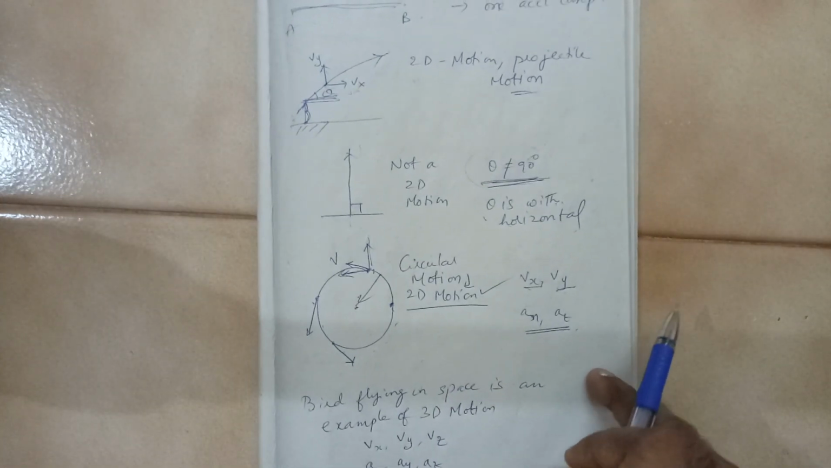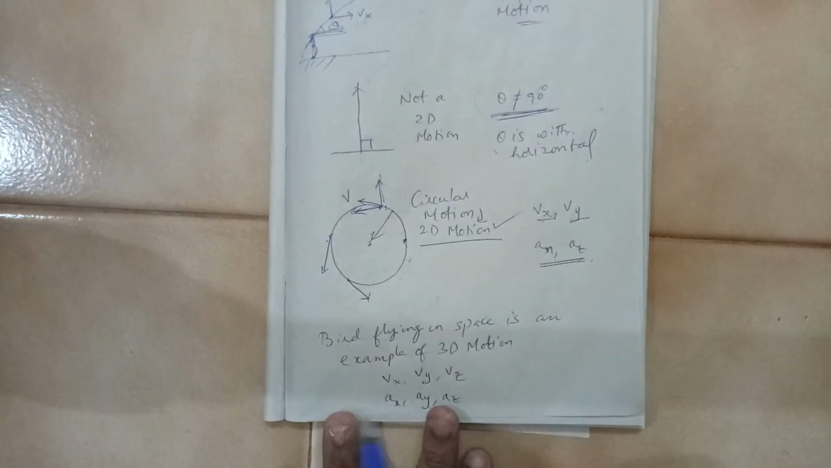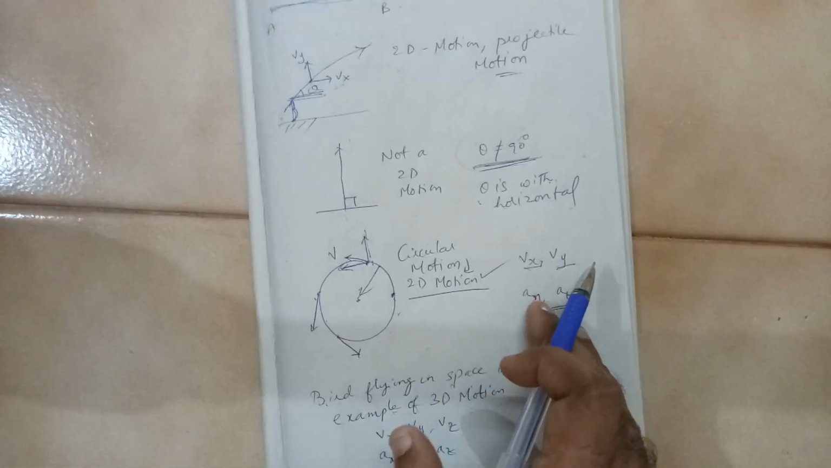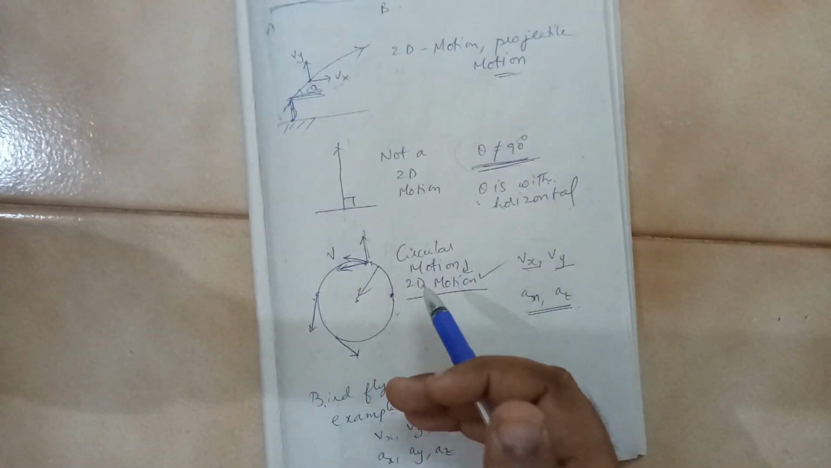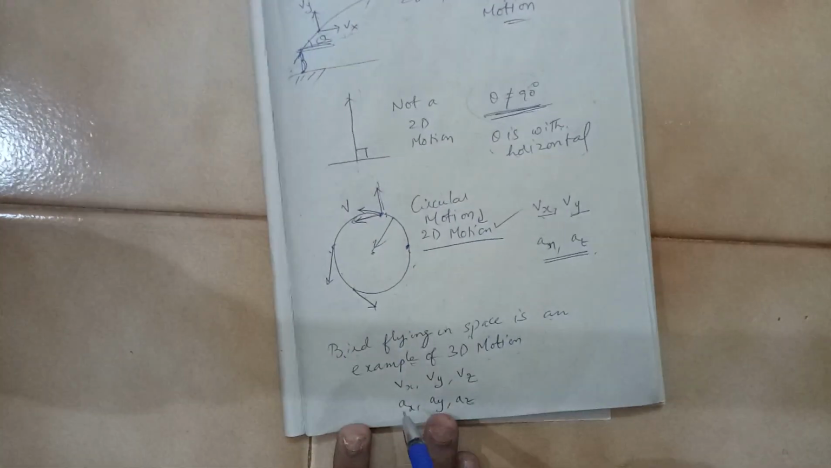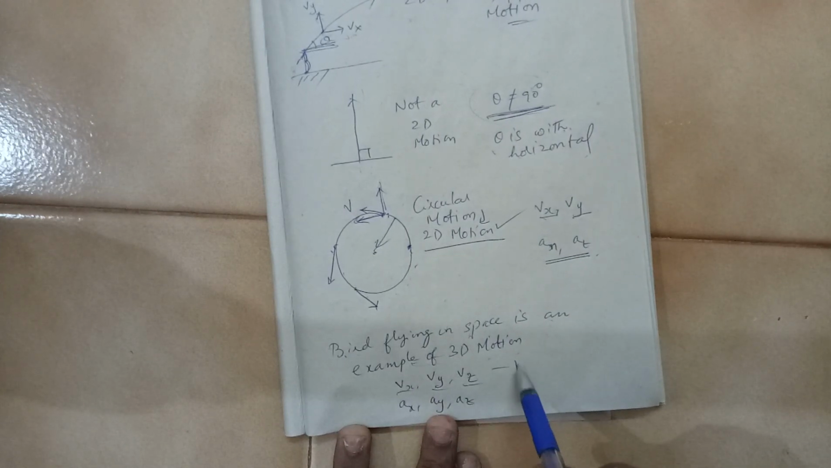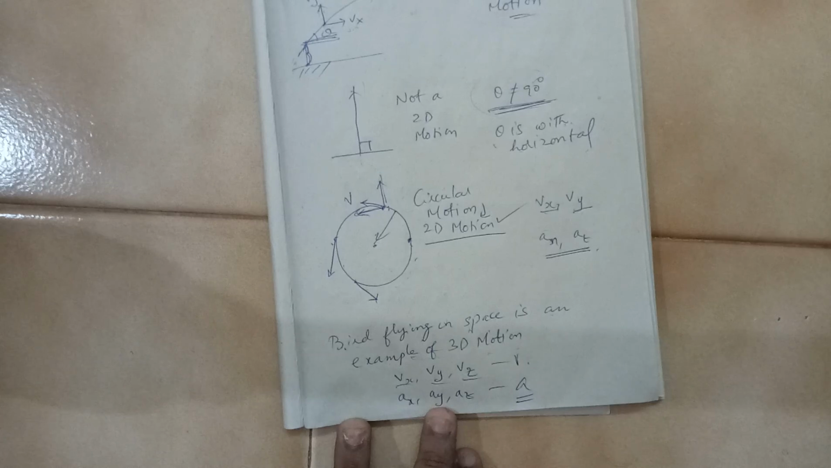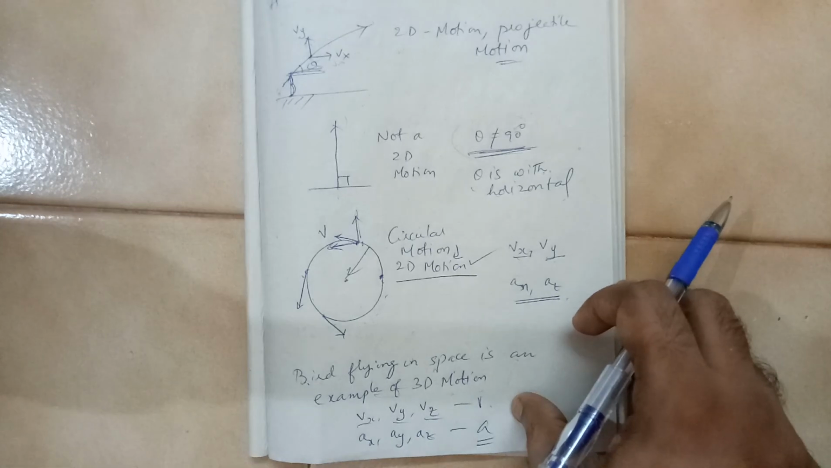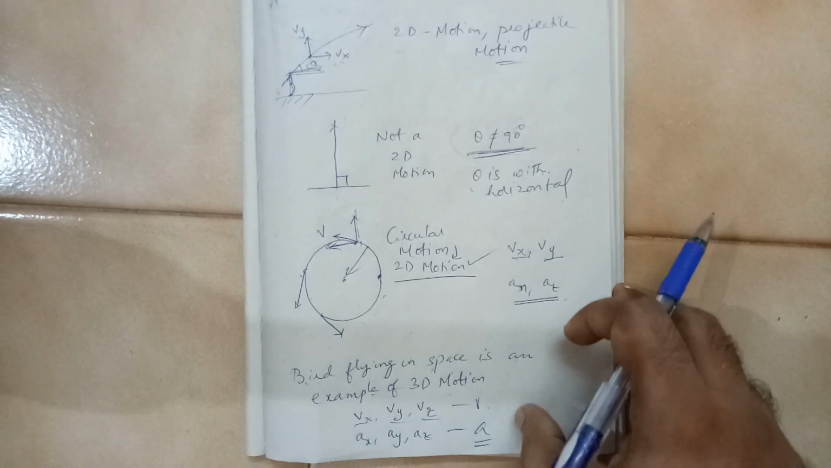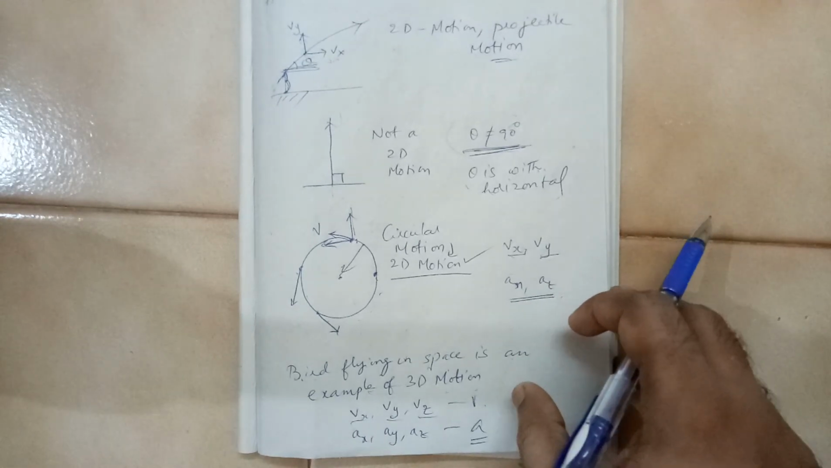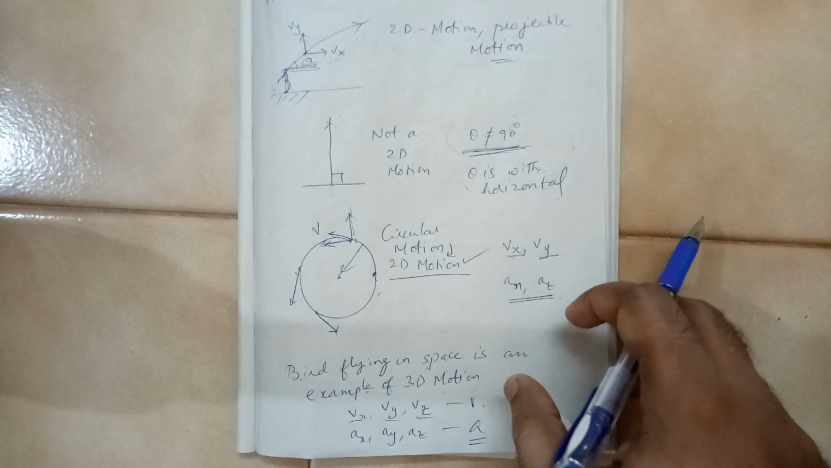Similarly, when you come to 3D motion, it is a little bit more complicated. An example would be a bird flying in space. When a bird is flying in air, it will have an X, a Y and a Z, which is constantly changing. So in a 3D motion, you will have Vx, Vy, Vz. These are the velocity components and these are the acceleration components. The concepts that we use for 2D motion are basically the concepts of 1D motion only. Whether you take 2D motion or 3D motion, the concepts that you use are basically what we apply for one-dimensional motion.